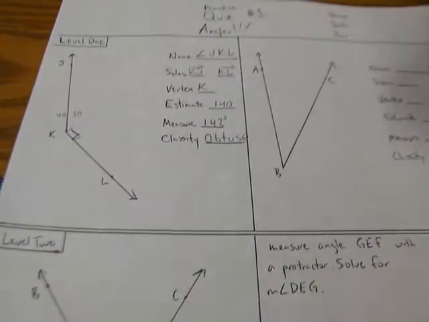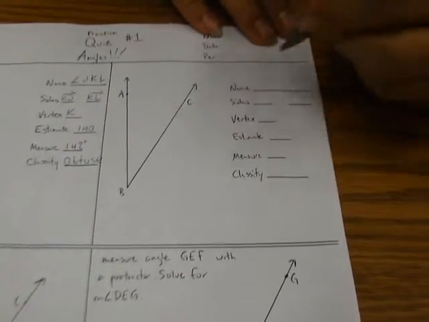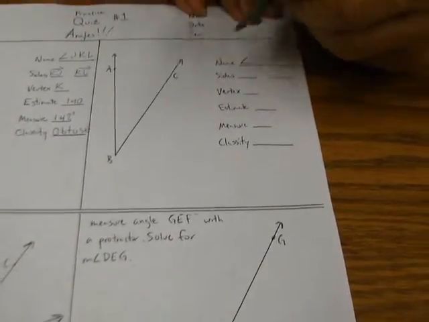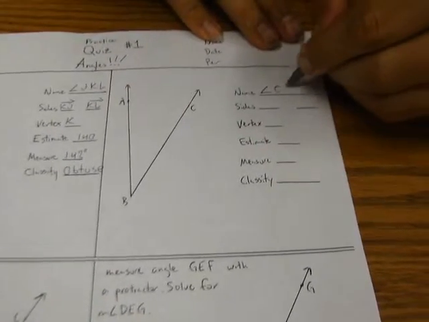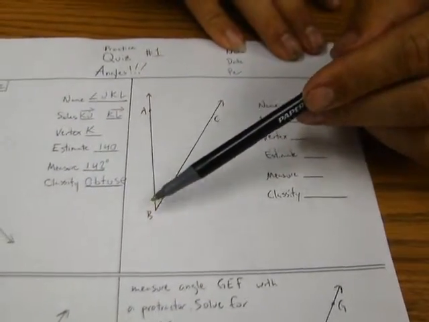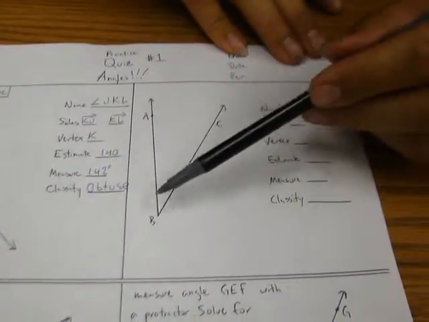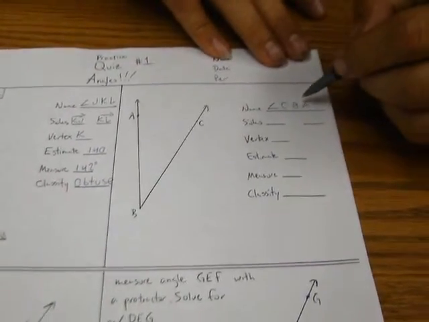All right. Second problem looks just like that. I'm going to name it. So to name it, I'm going to call it angle, this time backwards. I'm going to say CBA, because all that really matters is that B has to be the central term. I could also call it ABC. I could also just call it angle B. But I'm choosing to call it angle CBA.